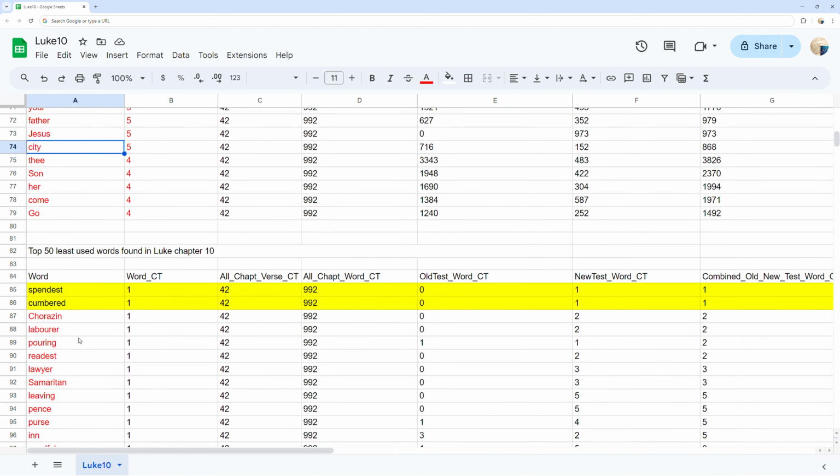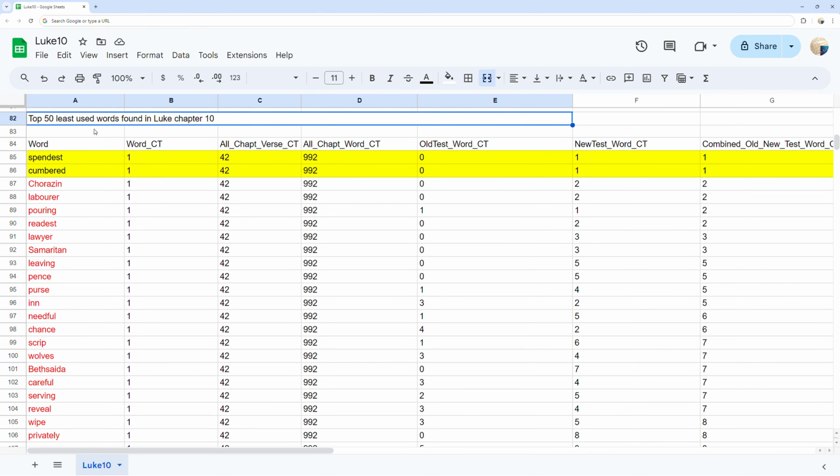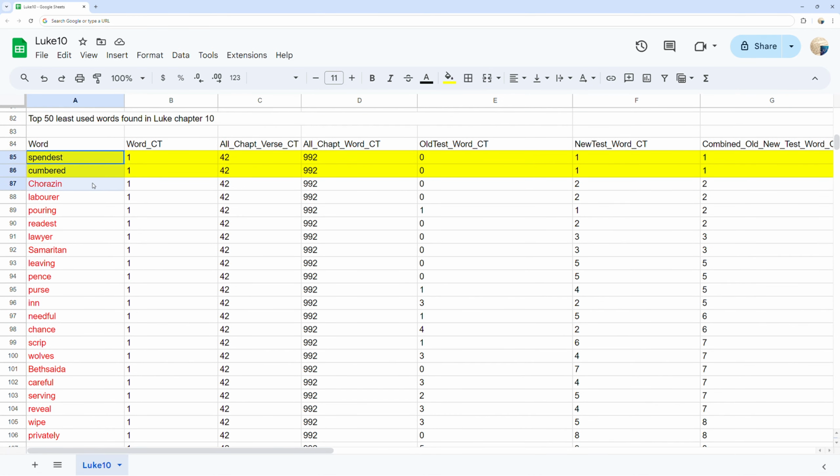Top 50 least used words found in chapter 10. You can see the least frequent words in Luke chapter 10 and the word count for each. As well, you can compare that to the total times those words are used in the whole of each Old Testament, New Testament, and both Old and New Testaments.